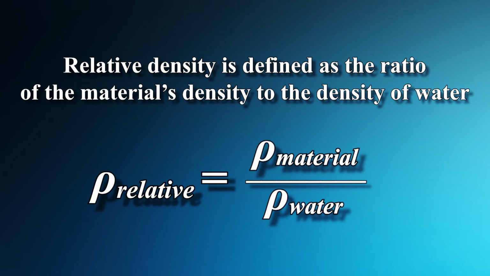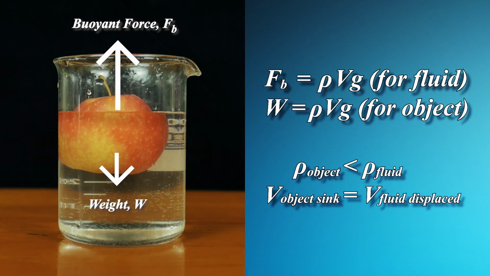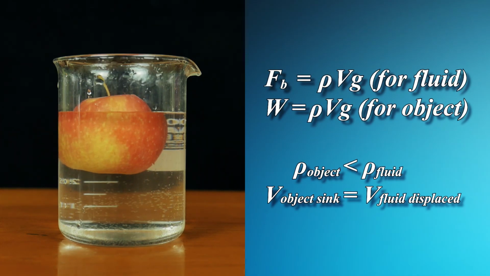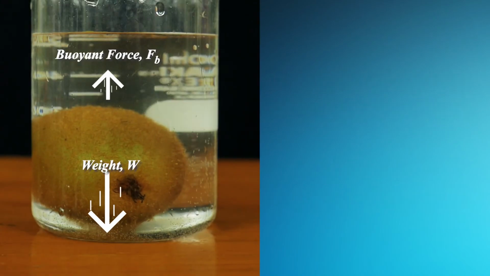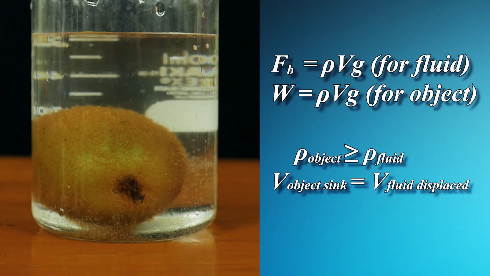Now we can determine why an object floats or sinks in water. The way to do this is simply to divide the density of an object by the density of water. If the result of the density of an object divided by the density of water is lower than 1, the object will float. If the result is equal to or more than 1, then the object will sink.